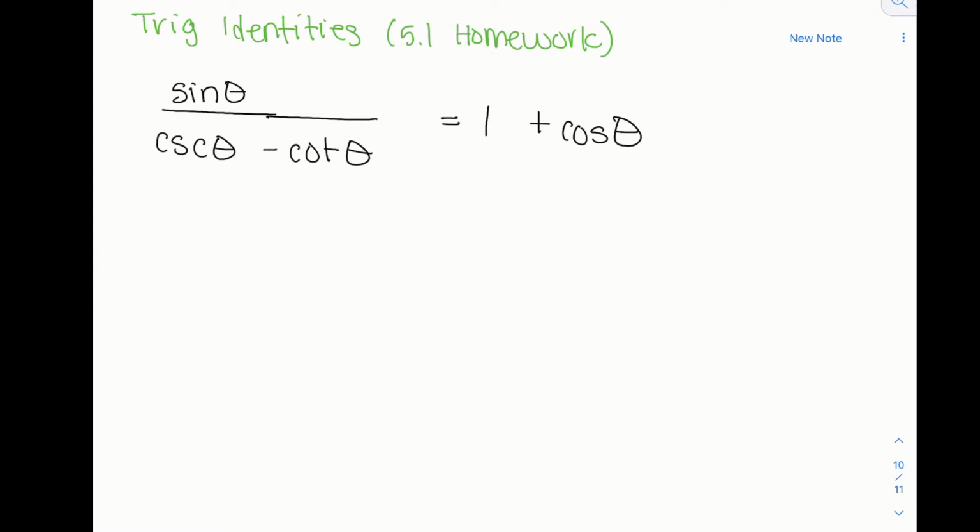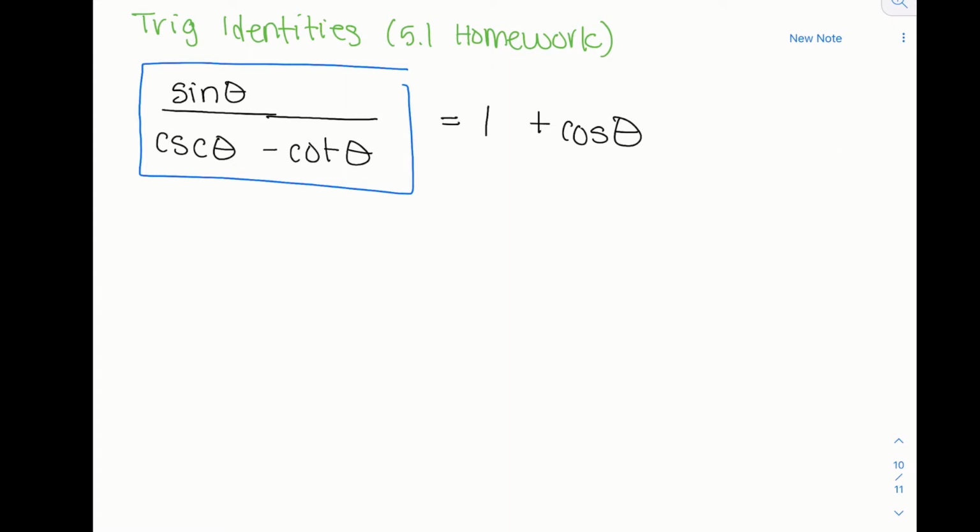So when you are verifying trig identities, one method is to just pick one side and try to simplify that to get it to look just like the other side. And usually you do that by picking the side that looks the most complicated. So for a problem like this, I'd start with the left side.